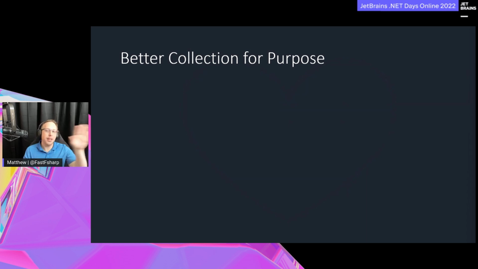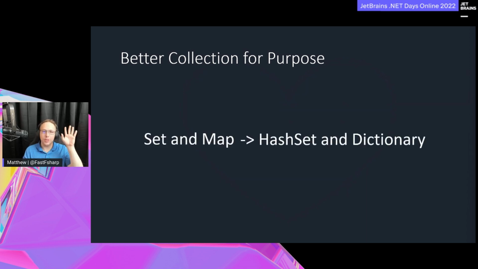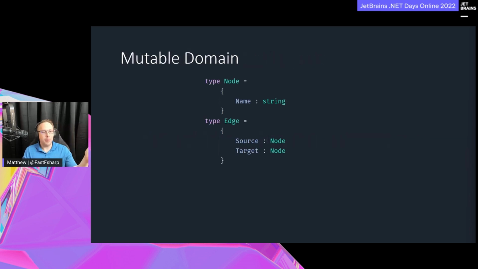Like, okay, we don't care about immutable data structures. We need data structures that use mutations so we can go fast. And so instead of set and map, we're going to move to using hash sets and dictionaries. Okay, here's my mutable domain now. I still have node and edge.